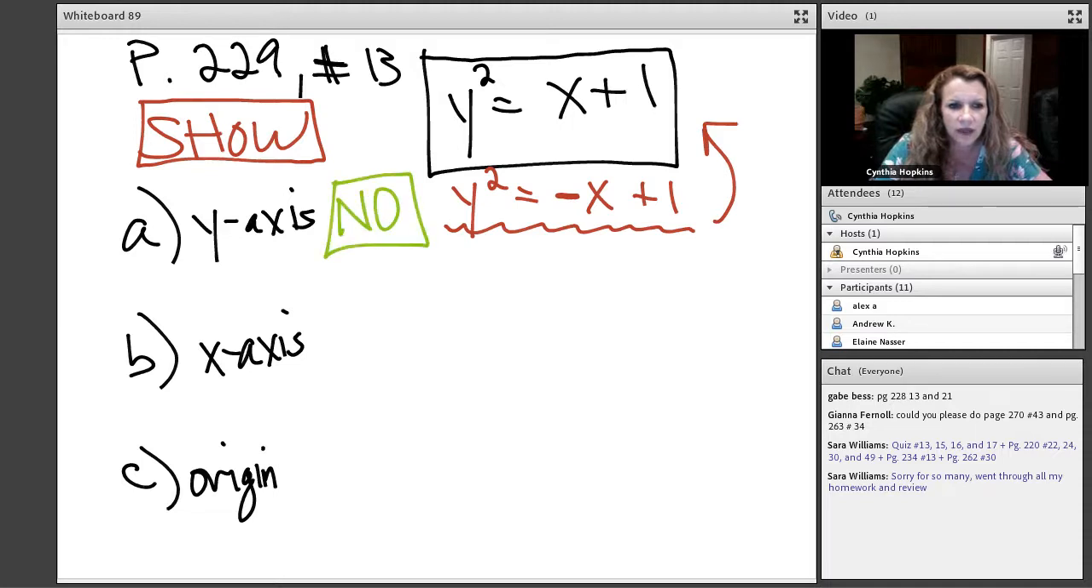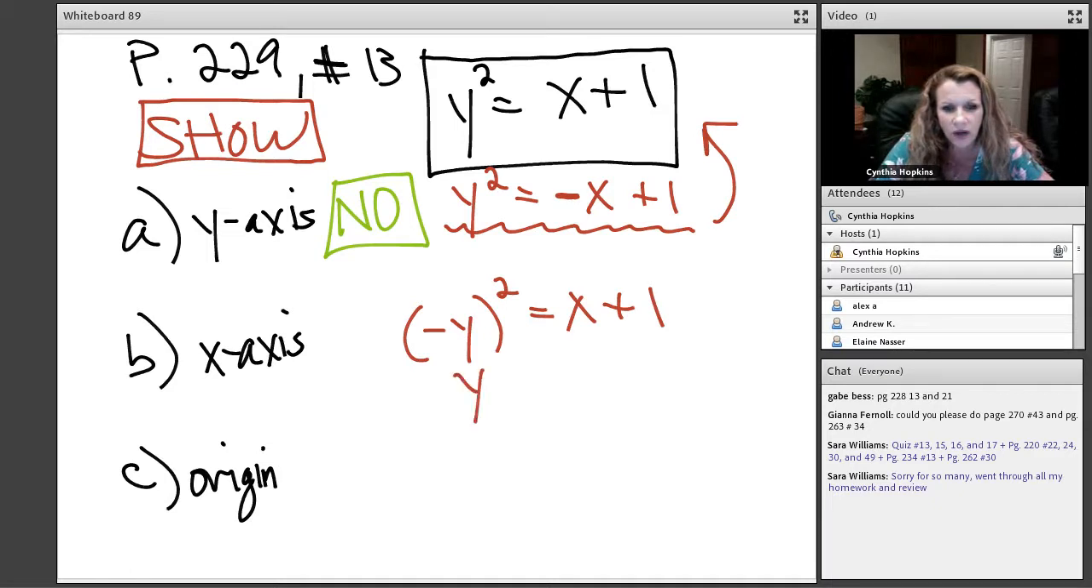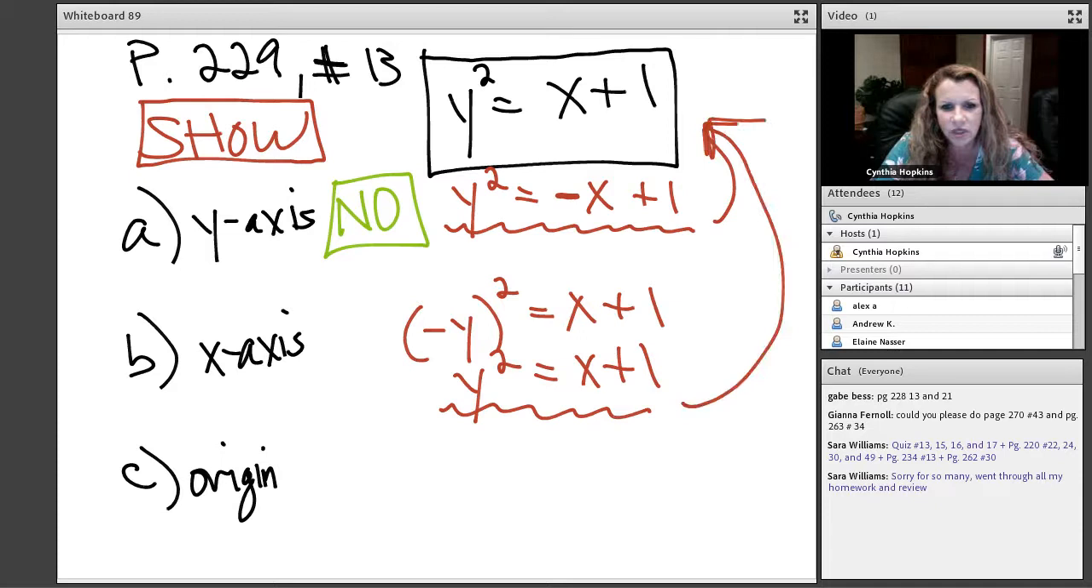Okay, then I go to symmetry with respect to the x-axis. For this, you show that you're plugging in a negative y instead of the y, and then you write everything else the same, and then you simplify if you can. Now that first one, I couldn't simplify that, okay? There's a negative for the x, it's not equivalent, and that's it. But here, when I square that negative y, don't you get y squared and then x plus 1? So look at this equation. Isn't it exactly the same as the original equation? So for symmetry with respect to the x-axis, that is a yes.